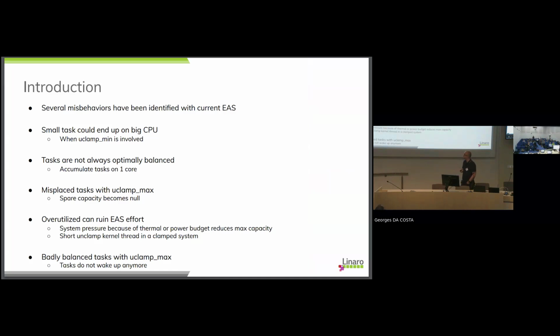We often have some small tasks ending up on the big core, whereas there are some mid-cores available. So we need to change things in the way the EAS is working on that. We have some tasks which are not optimally balanced and that are accumulated in one core. That's something I think has been done as well with the uclamp. The fact that we have some tasks which are misplaced because of the spare capacity.